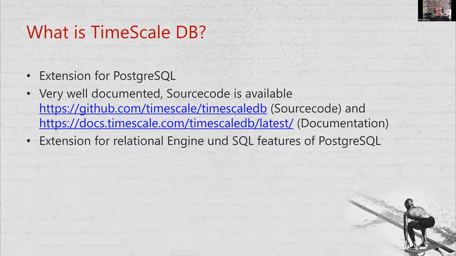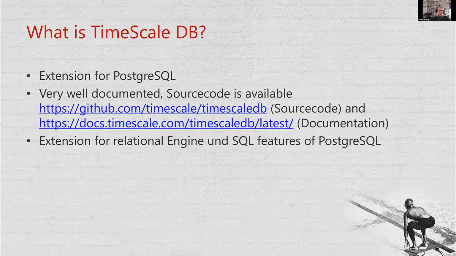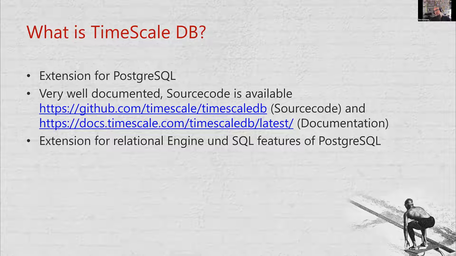So Timescale, as I mentioned before, is an extension for Postgres. The process is you install a normal Postgres server or cluster, and then you enable that extension, and then you can enable the usage of that extension for certain tables or databases. What's quite cool is that it's very, very well documented, and the source code is available, which is also quite useful because you get a sneak peek into how features are working, which I find very interesting.